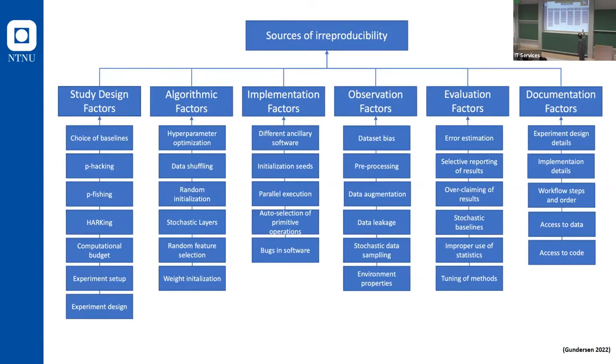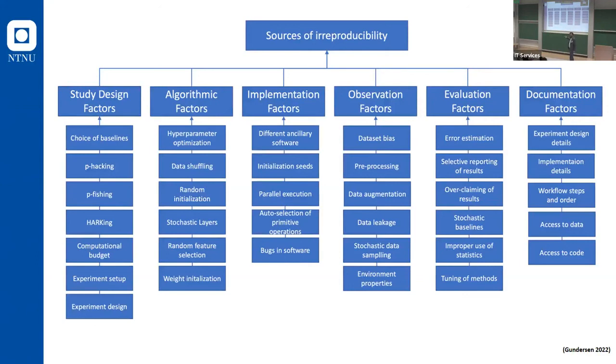You have evaluation factors. Did you do error estimation? Did you do it properly? Many papers in machine learning don't really do that, so you have no idea about the error of your algorithm. You have selective reporting of results. I test on this data set and this one, but I didn't test on these, and that's because I did fairly poorly on them. But I'm not telling you, I'm just saying that some others used this and I did better than them. So I might overclaim the result.